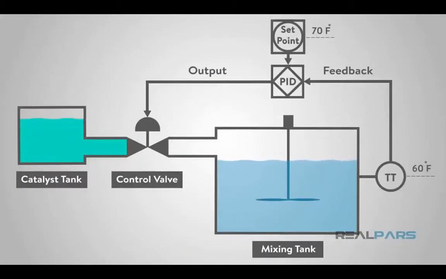Now, let's suppose we have a mixing tank where the temperature is to be maintained at a certain set point. The control valve allows a catalyst to be added to the tank to increase the temperature, and the temperature transmitter will send the feedback to the PID. This will represent our process and control loop for programming purposes.